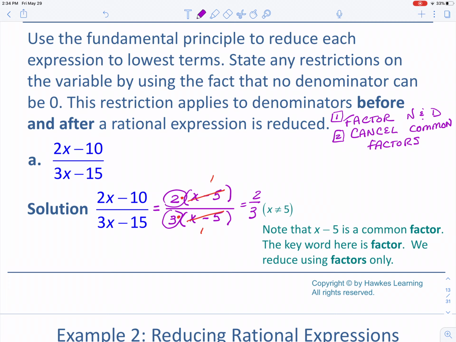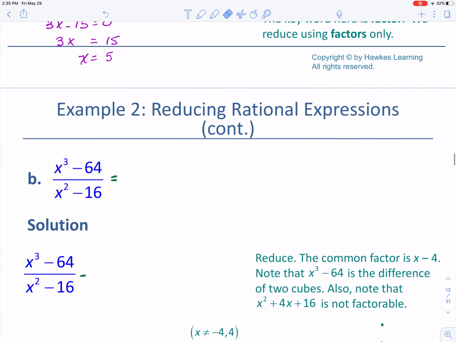Notice the restrictions have been listed here, and you always go back to the original denominator. So if we were quickly going to look for restrictions on the variable, we would take this equation, set it equal to 0, and solve it, and we would see that the restriction is x cannot be 5, because I think you can see if you substitute in a 5 right there, you're going to have 15 minus 15 in that denominator, which is an undefined expression. So there's our first reducing example.